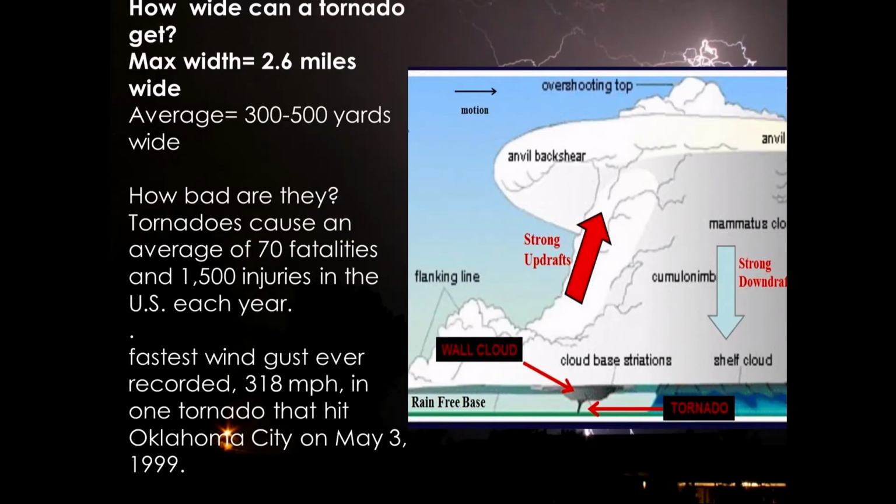Now, how big is the tornado part? Well, even though it's tiny compared to the supercell thunderstorm, the max width for a tornado, 2.6 miles wide. Obviously, that's only for the biggest one. They're usually much, much smaller than that.